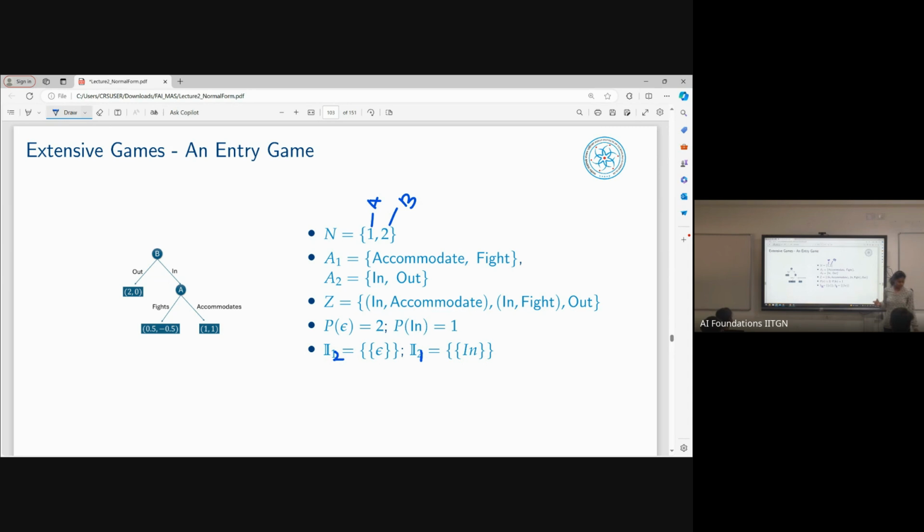Now, it could happen that, let's say, firm A did not know what firm B is doing. Let's say firm A did not have the information about which action firm B had taken. Firm B could have either been out or in. In that case, for the next agent, for A, out and in would be indistinguishable. Right? So both of them will come together in one information set. So that's the idea. In the next game, it will be more clear.